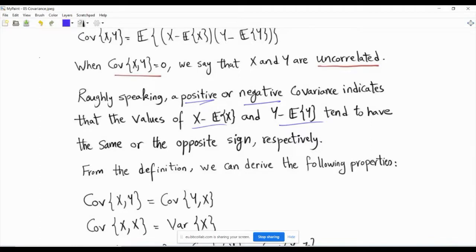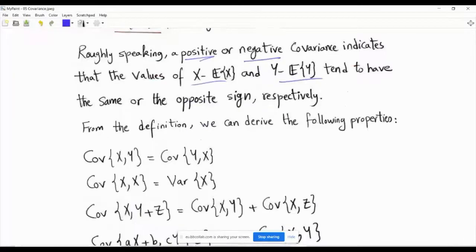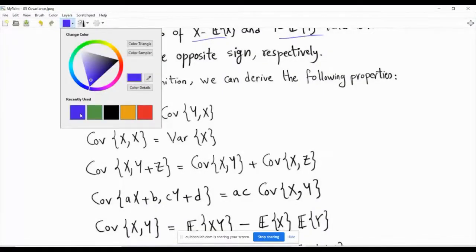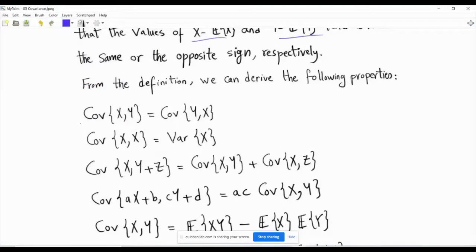So this is the meaning of covariance being positive or negative, and basically between these two there will be the value of zero covariance, which is this uncorrelatedness business. Okay, then there are properties for covariance, and again they follow from the definition.